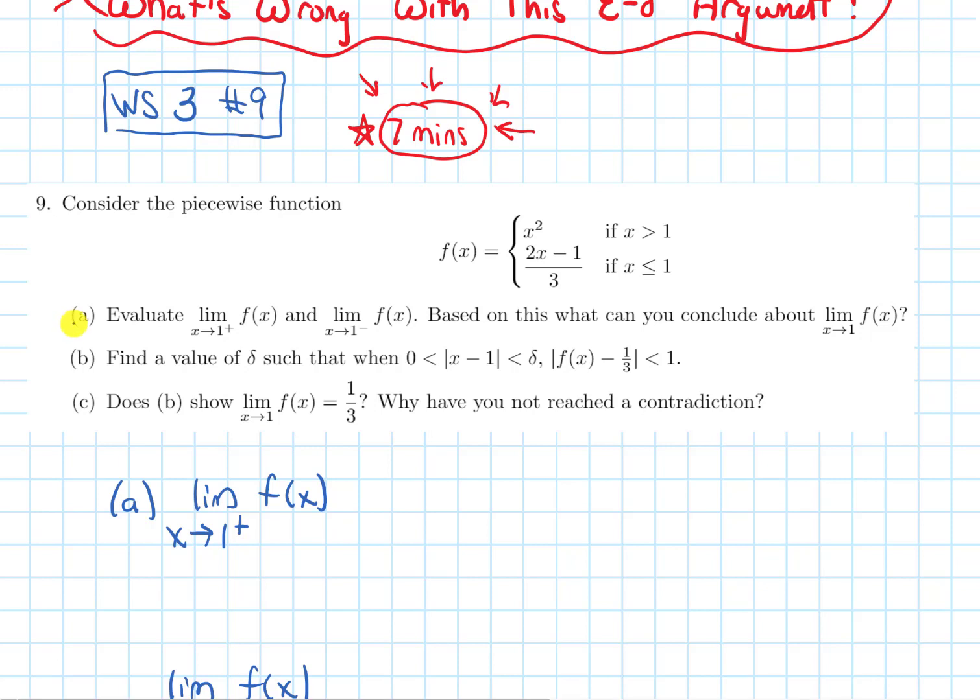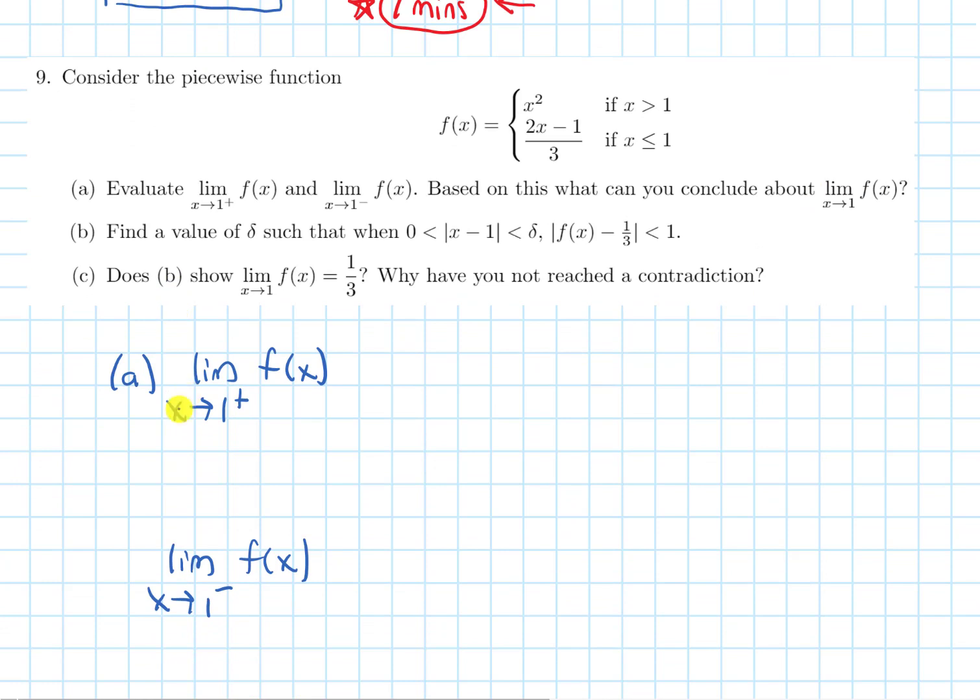Alrighty, so hopefully you've done that. Hopefully you paused it and tried it for about 7 minutes. Let's talk about it together now. So in part A, it wants us to first find these two one-sided limits, and then based on your answers, we try to conclude something about the overall limit.